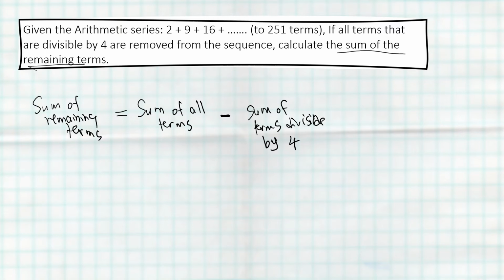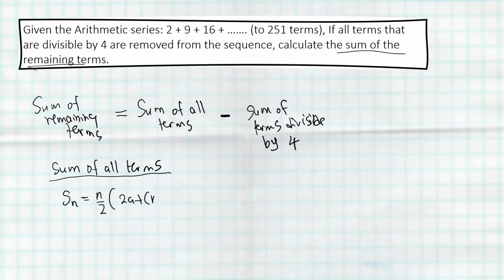Now to get the sum of all terms, I'm just going to put it down here: sum of all terms. We know this is an arithmetic series, and we're just going to use the formula Sn = n/2 (2a + (n - 1)d). Then we have to know our number of terms, right? So they told you that this is up to 251 terms. It means that the total number of terms is what? Is 251.